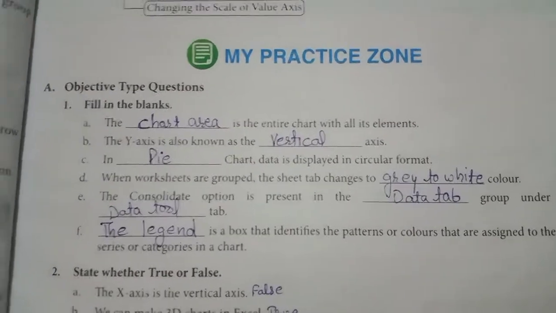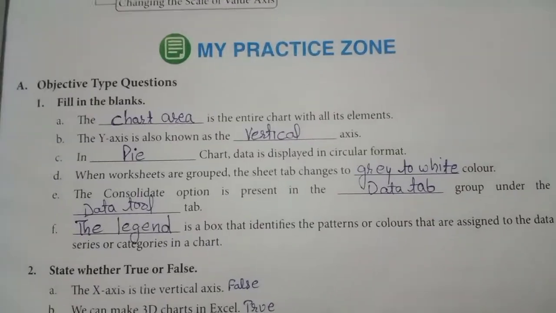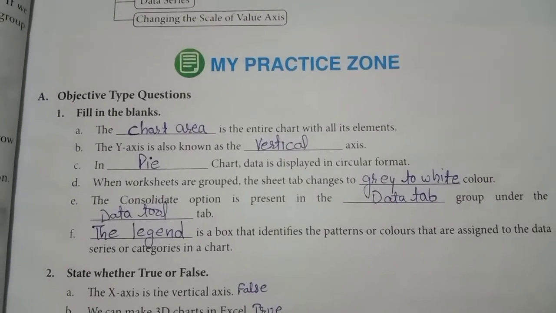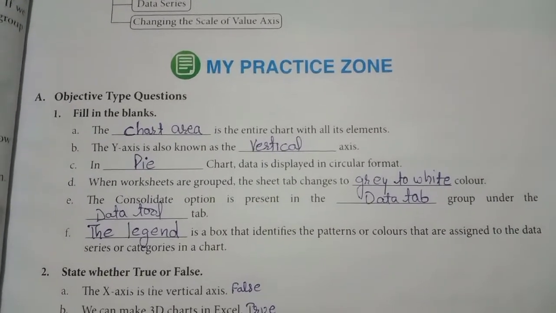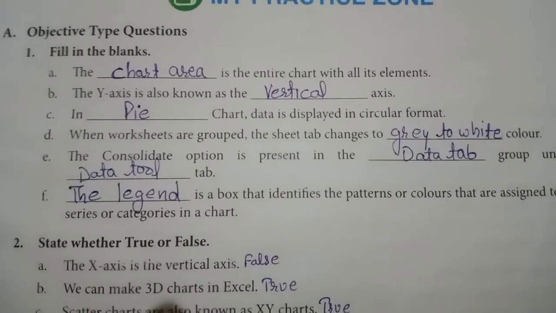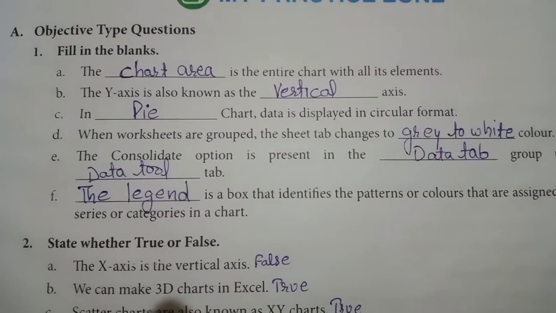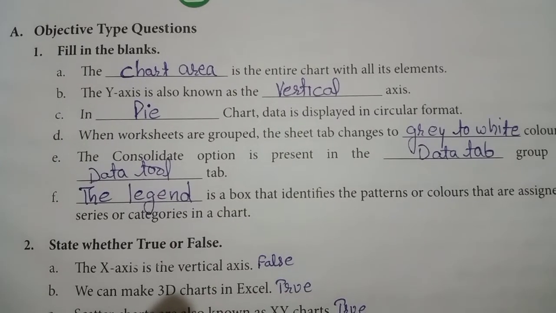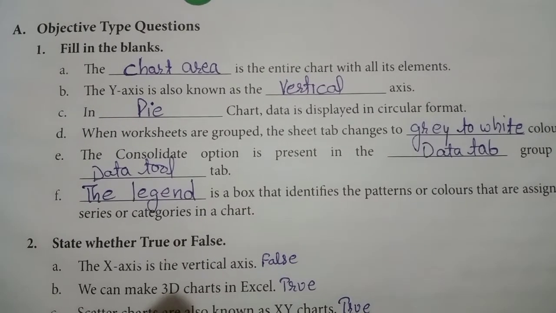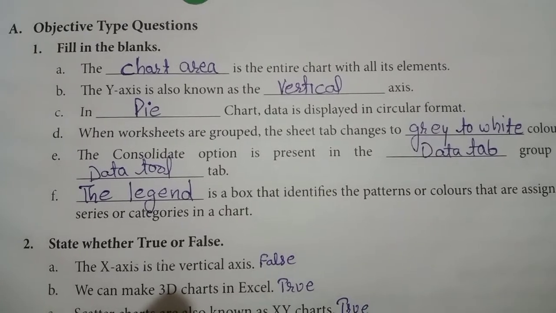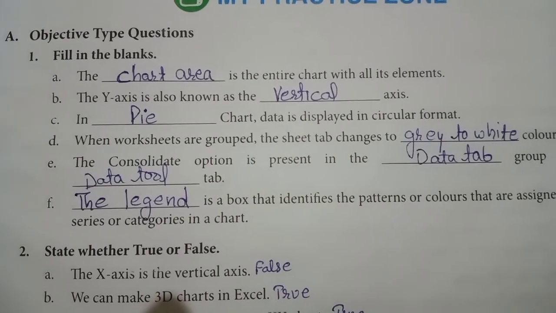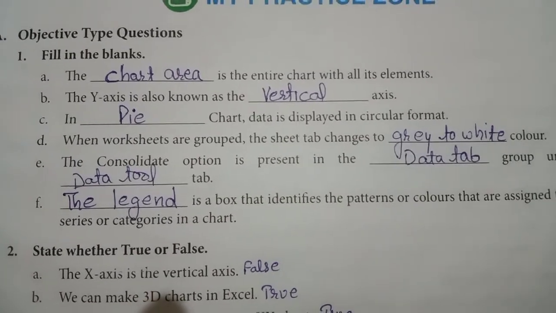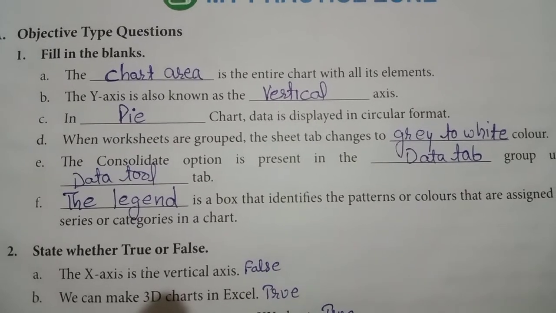Then we'll go through the fill in the blanks. A: The chart area is the entire chart with all its elements. B: The y-axis is also known as vertical axis. C: In pie chart, data is displayed in circular format. A pie chart looks like a circle. We divide the circle into different parts. That one is called the pie chart.